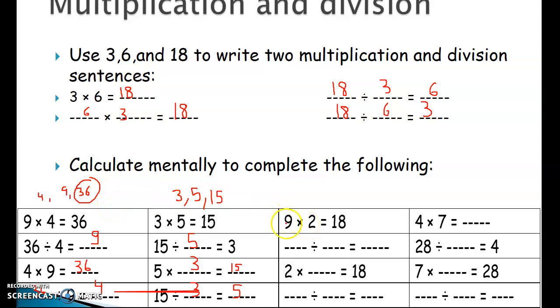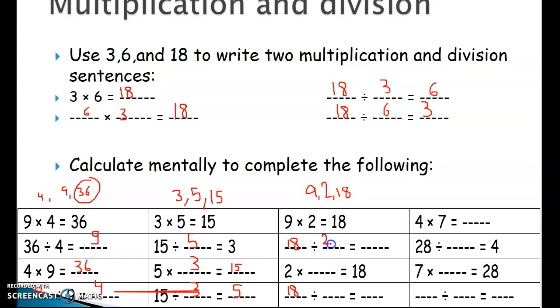Now the fact family of 9, 2, and 18. So we will use just these three numbers. Division equation, division sentence. We have to start first with the biggest number, the total number, 18. I can't start with 9 or 2, only 18. Here it's division, so we have to start with 18. In division, the first number is always the total. Okay, 18 divided by, now you can choose 2, you can choose 9, whatever.